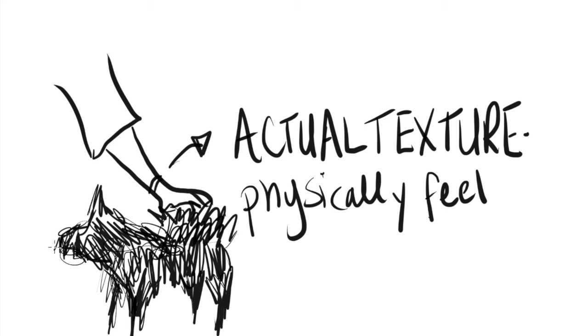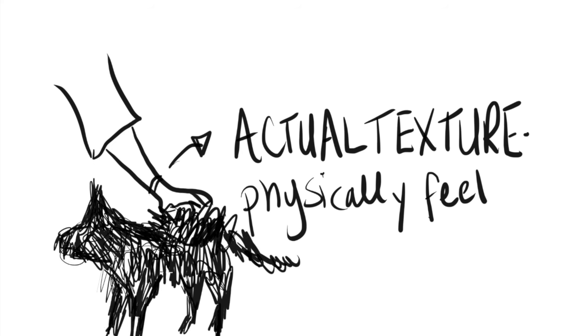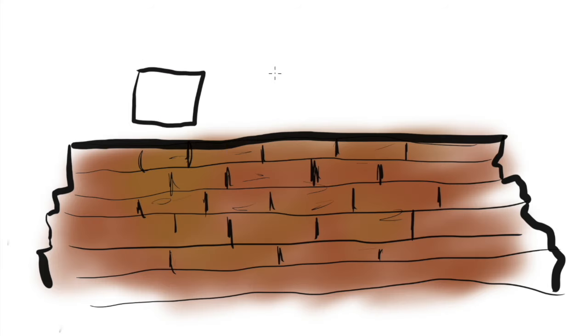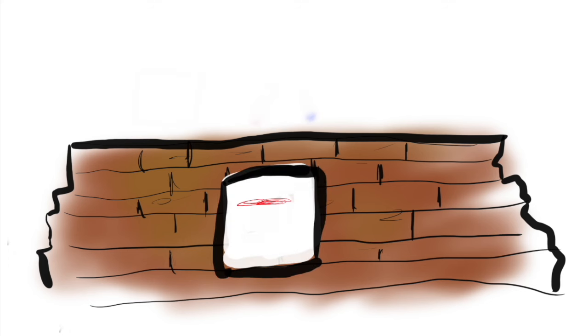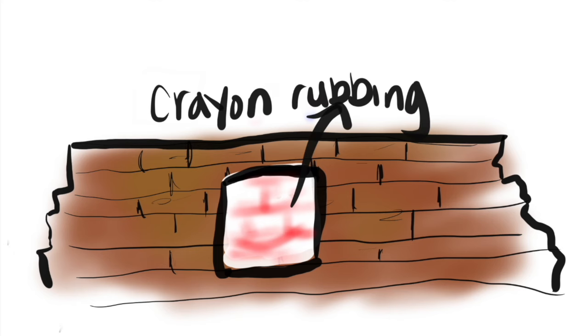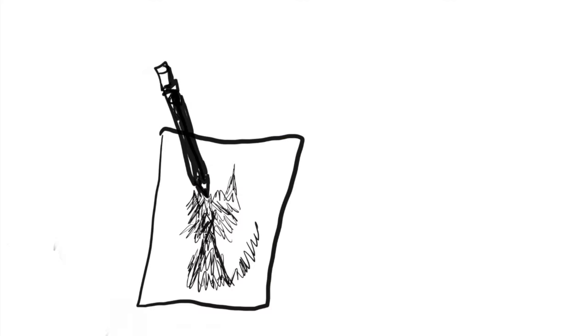Another example would be if you run your hands along a bumpy wall, or if you place your hand on a textured artwork. A good way to explore actual textures around the world is to take a piece of paper and some crayons, put the paper on the wall that's textured, and rub your crayon to reveal the texture that comes through. This is called a crayon rubbing.